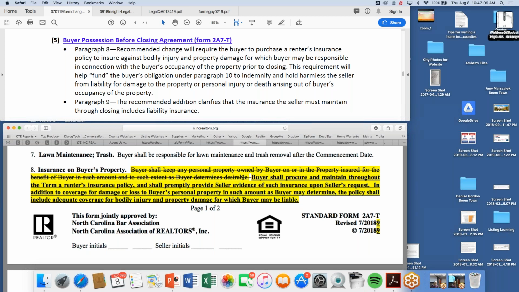In addition to coverage for damage or loss to buyer's personal property in such amount as buyer may determine, the policy shall include adequate coverage for bodily injury and property damage for which buyer may be liable. And so this bodily injury and property damage goes back to our contract because it says in paragraph 9 that they're going to indemnify and hold harmless the other side. And so this just gives the funding to make that happen. Because if the buyer doesn't have insurance for them, how are they going to pay for it?